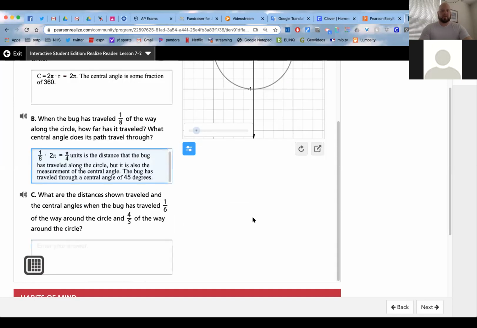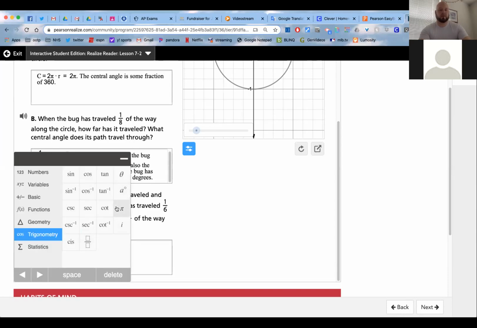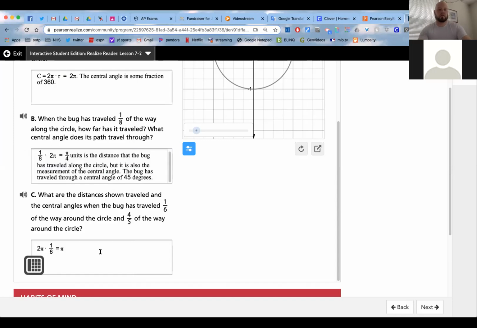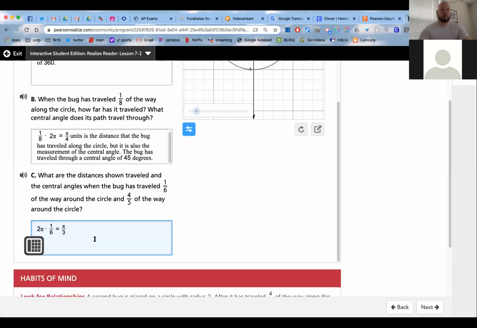Okay, let's see, we have a part C here. What are the distances traveled, and the central angles, when the bug has traveled 1/6 of the way around the circle and 4/5 of the way around the circle? So for both of these, again, what you're going to want to do is take 2 pi and multiply first by 1/6, and that's going to give you 2/6, which reduces to 1/3, so that's going to give us pi over 3 for the first one.